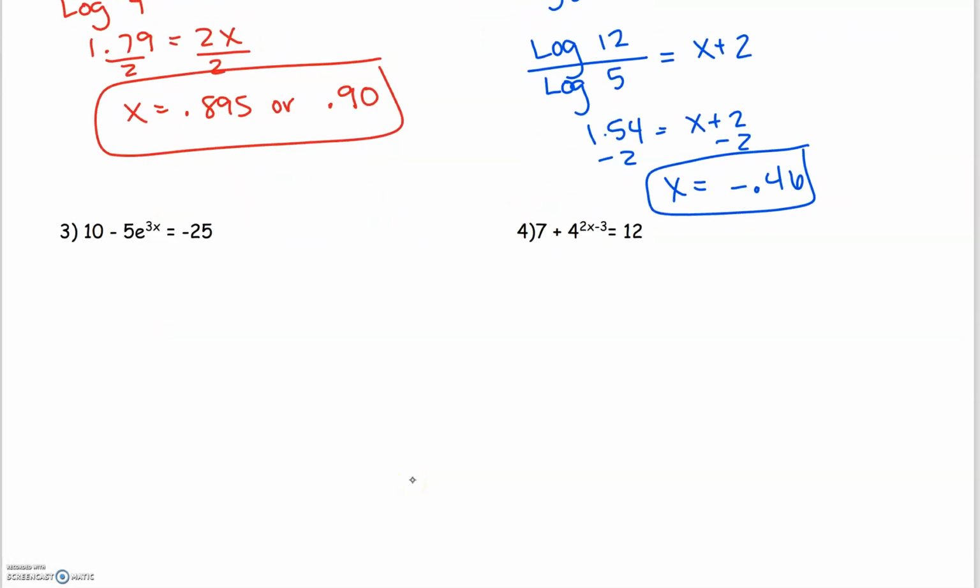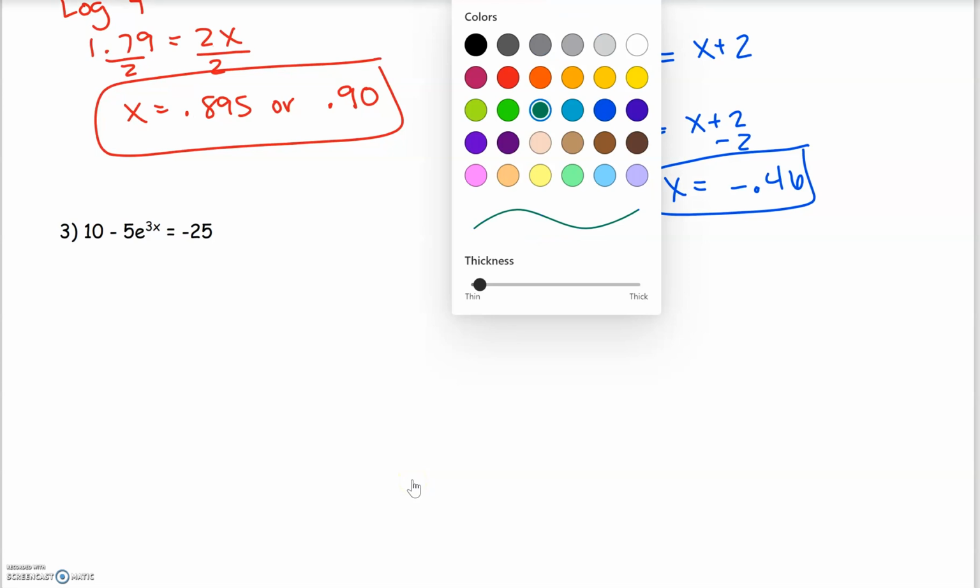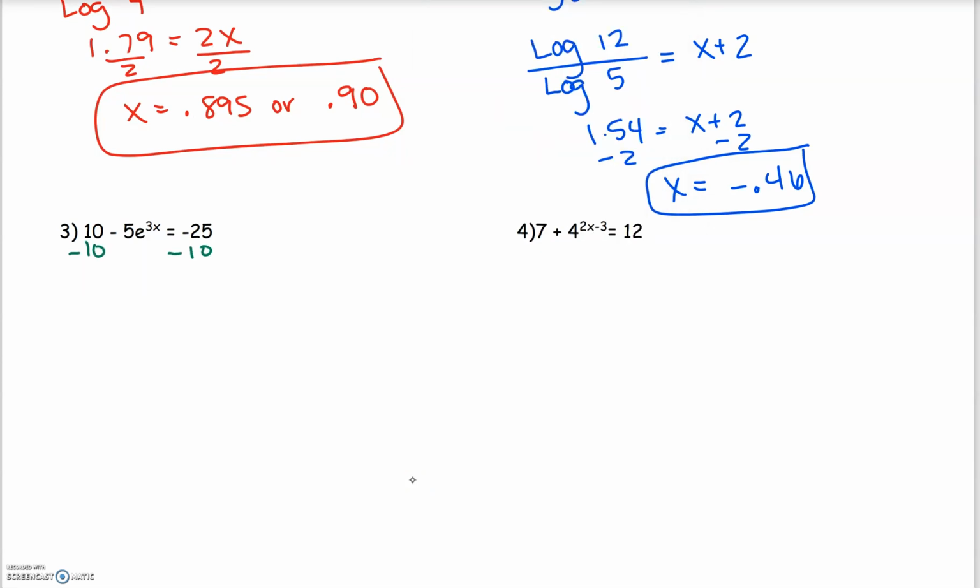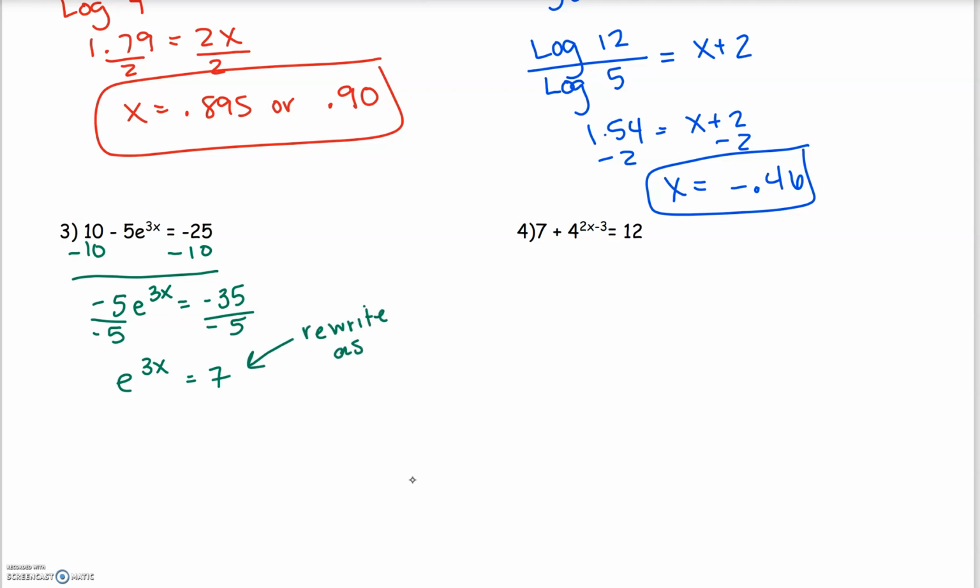Over here, we are going to subtract 10. I want you to go ahead and try this one. Subtract 10 first, and then divide by negative 5 on both sides to get e alone. Then we are going to rewrite this as a log, but this time, remember, it's going to be an ln, and we'll be able to just plug that straight into our calculator. So go ahead and try it. Otherwise, you can continue to follow along.